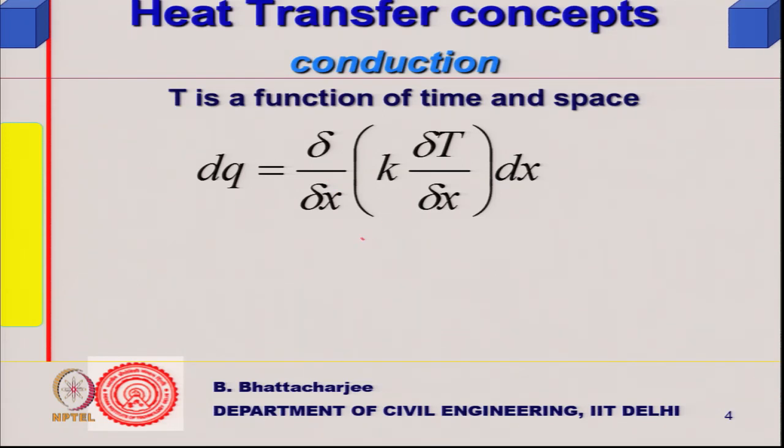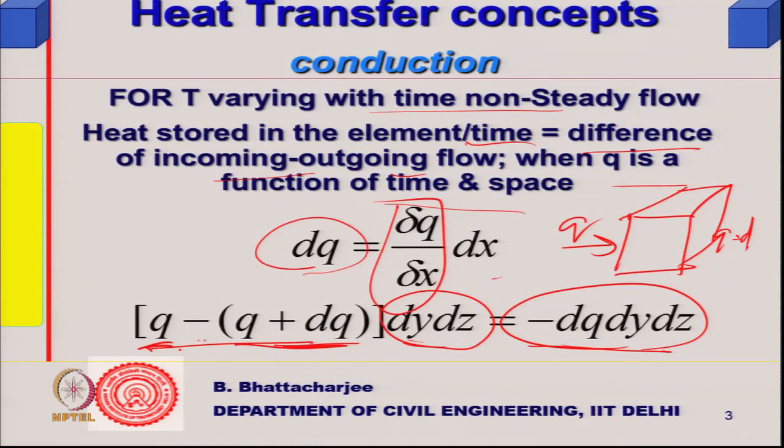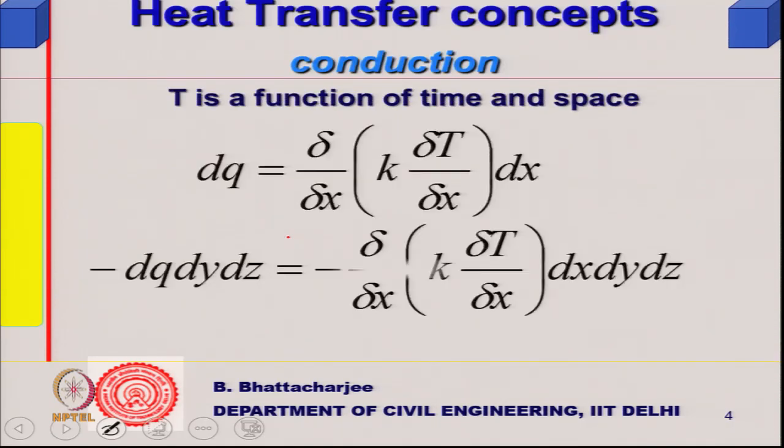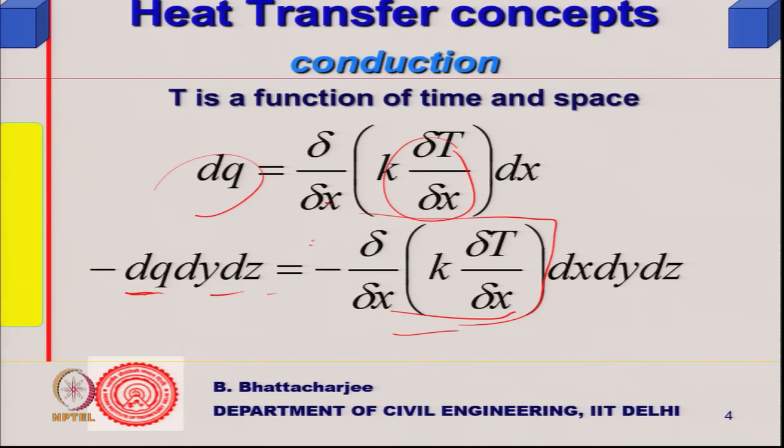Now, if you recollect, Q was k dT/dx. So, dq can be written as del of this one. So, that is what I am doing, del x of, with space, I can write it like this, k dT/dx, because this is the flux q. So, dq dy dz can be written in this manner, dq is written from here like this, and dx dy dz, that is the volume of the element.